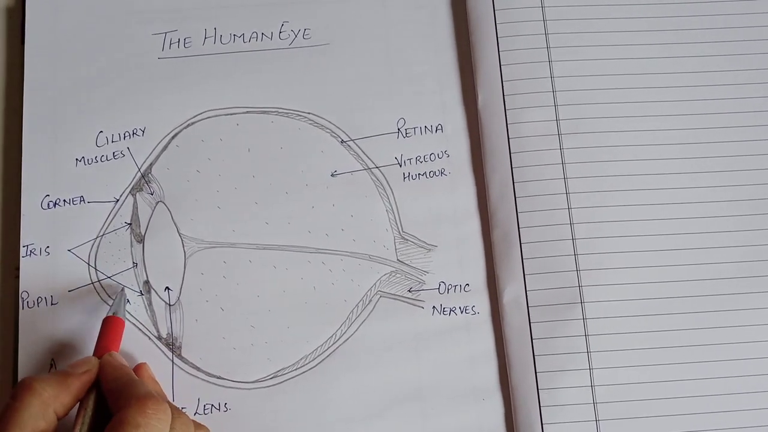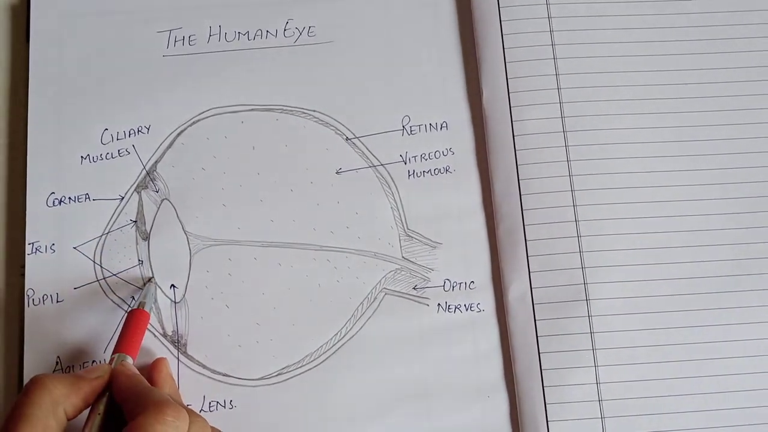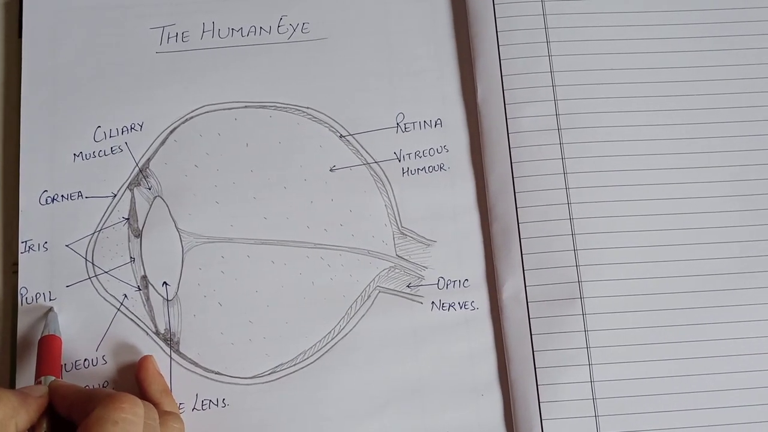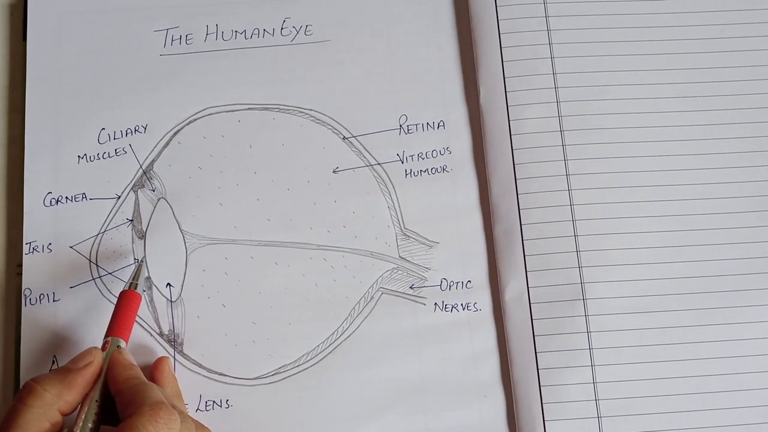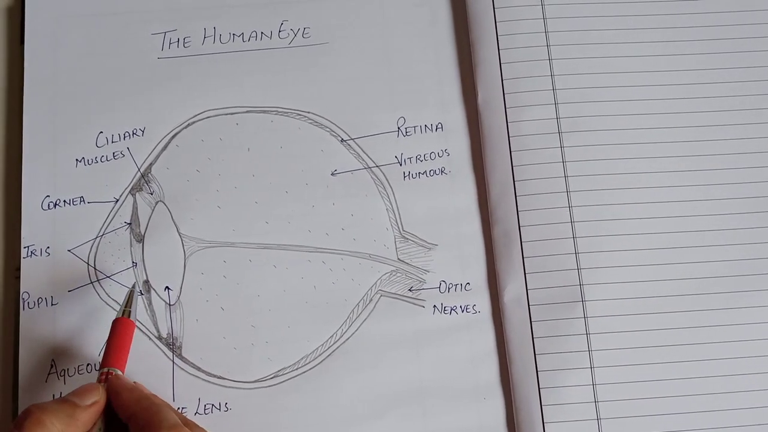Just after the aqueous humor, you can see there is a slit-like structure. Slit means opening. This opening is called the pupil. The function of the pupil is to control the amount of light entering into the eye.